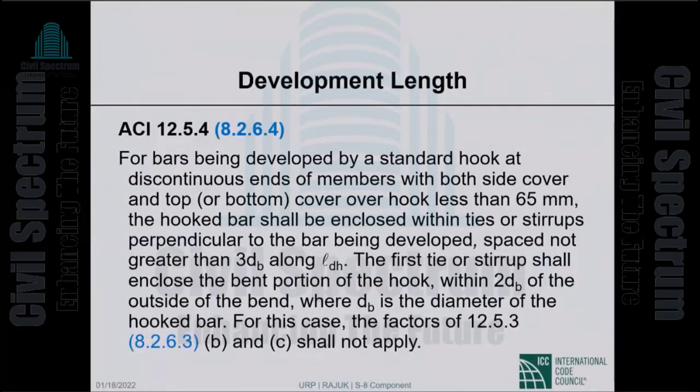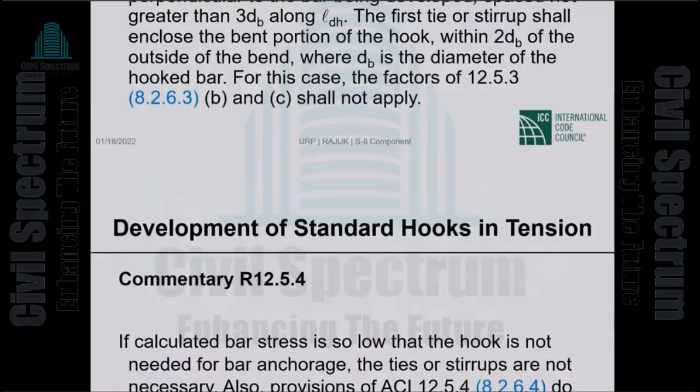So for bars being developed by a standard hook at discontinuous end of members with both side cover and top cover over hook less than 65 millimeters, the hooked bar shall be enclosed within ties or stirrups perpendicular to the bar being developed, spaced not greater than 3 bar diameter along the hooked bar development length. The first tie or stirrup shall enclose the bent portion. Anyway, so it describes in detail.